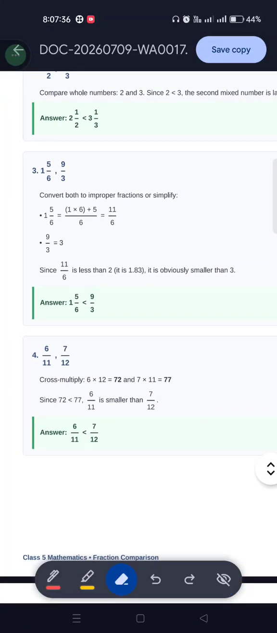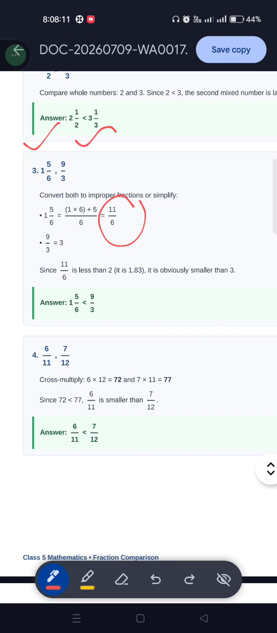Also you are given here two fractions, 1 into 5 upon 6 and the second is 9 upon 3. One is a mixed fraction and the second one is an improper fraction. Okay, so you will get here 11 upon 6 from 1 into 5 upon 6, and the second fraction 9 upon 3 will become 3. So you can compare these two fractions easily.